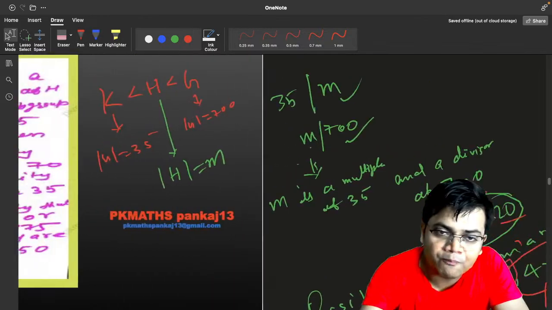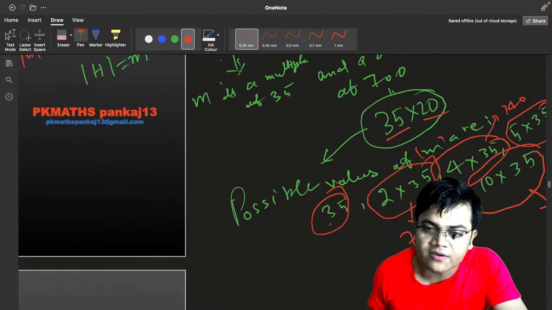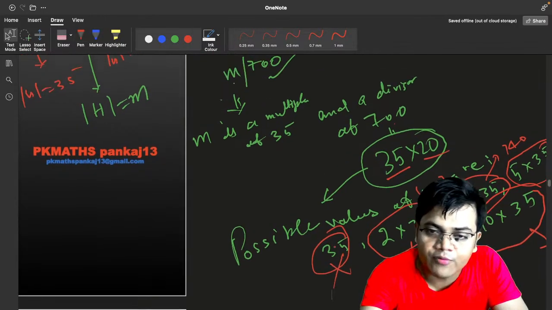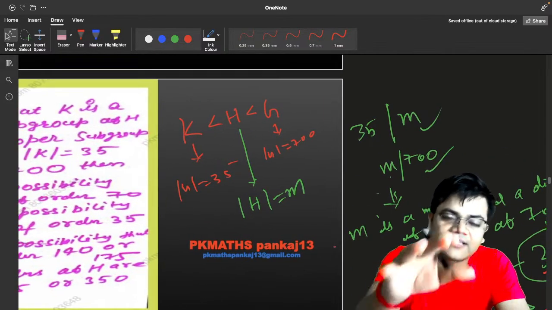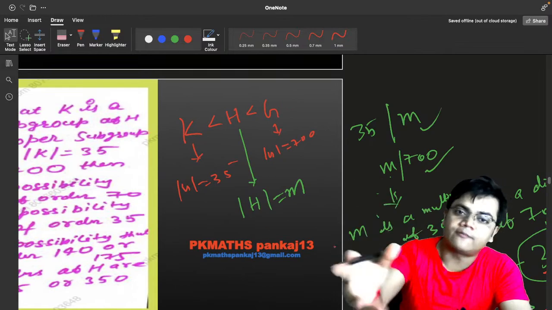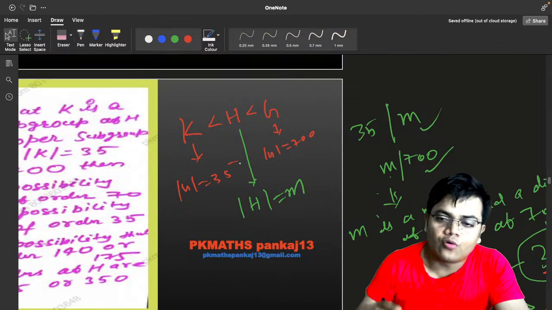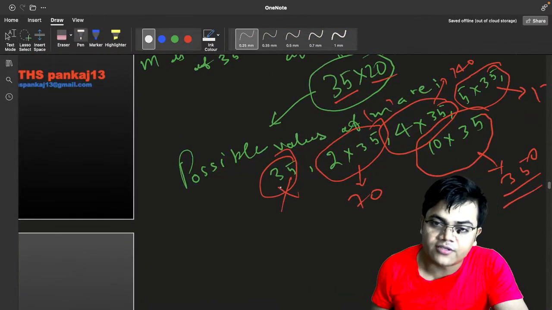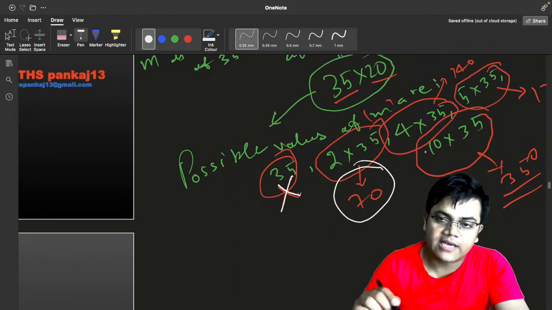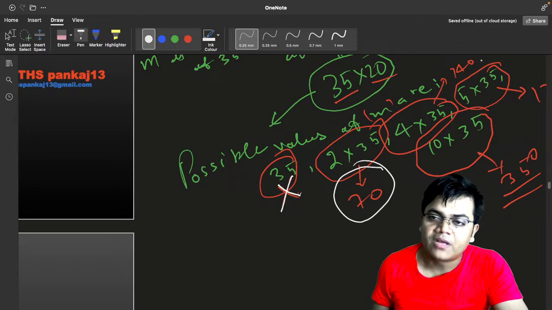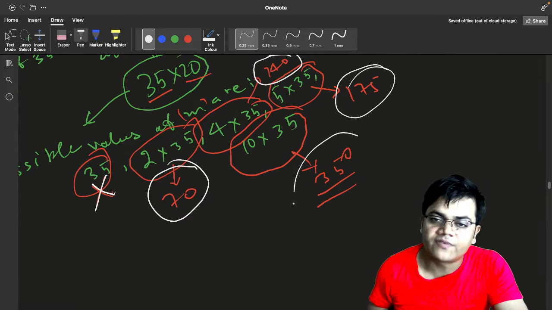But do you know one thing? As the word proper was also mentioned, we will eliminate this 35. Because if we take 35 as M, then in that case K will not be a proper subgroup of H. As K is a proper subgroup of H, we are not considering this 35. Otherwise we don't have any problem. So what are the possible values of M? 70, 140, 175 and 350.